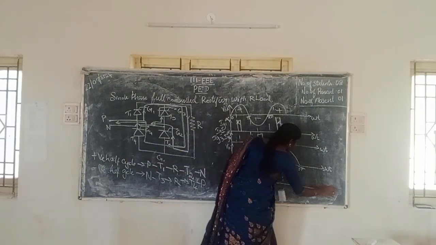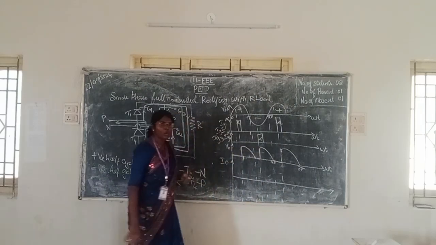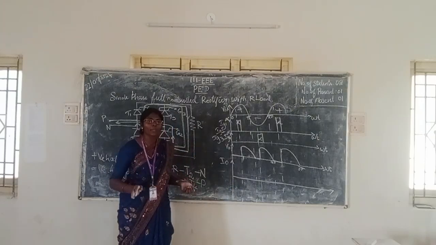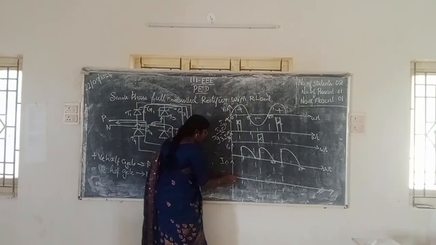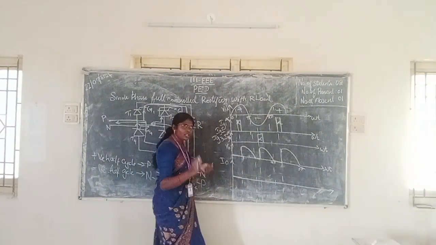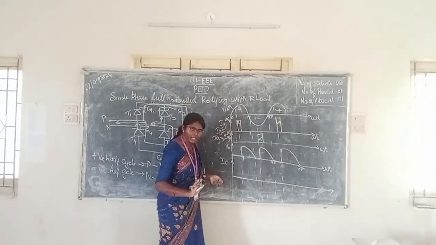And how will the output current be for the resistive load? As I told you, the output voltage and the output current will be in phase. Both will not change. So it will also be 0 initially. There is no inductive nature, just a resistive load. How the voltage is, the same will be the current.